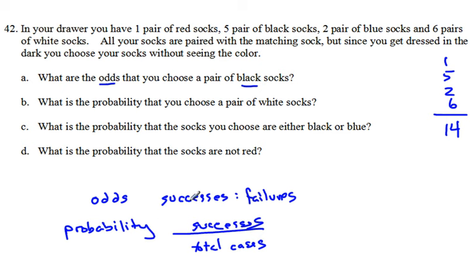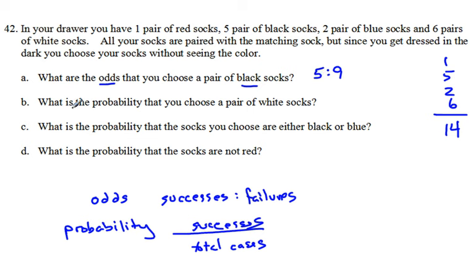success would be getting black socks. We've got 5 pair of black socks, so those would be our successes. And everything that's not black will be our failures. So let's see, 14 minus 5, that's going to give me 9 ways to not get black socks. So my odds of getting black socks is 5 to 9.